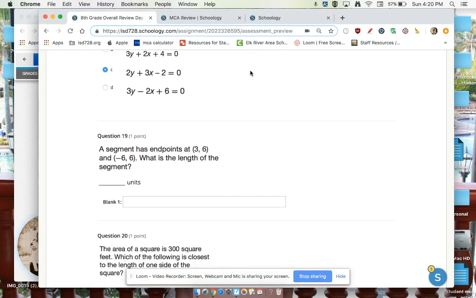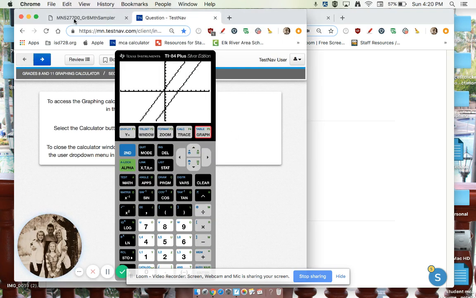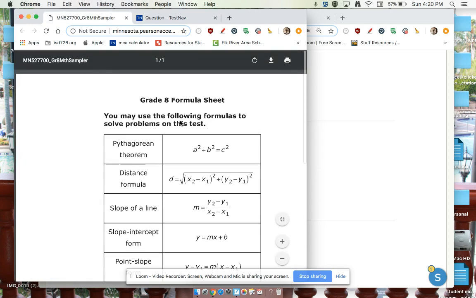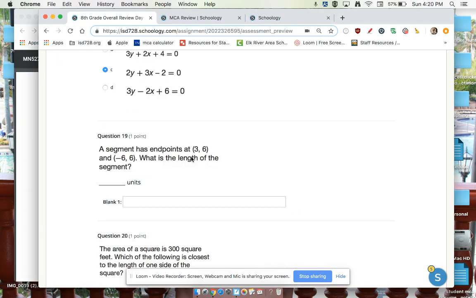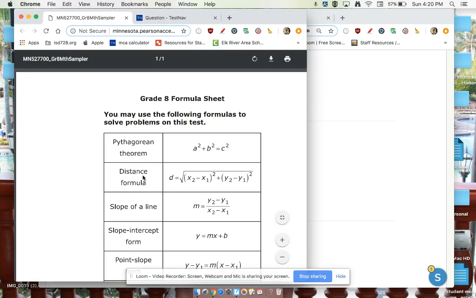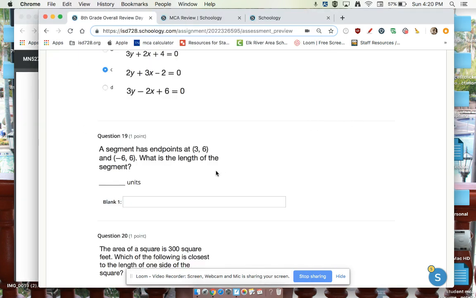Okay, number 19. A segment has endpoints (3, 6) and (-6, 6). What is the length of the segment? This one wants to know the length. If you are unsure, I know length means distance. Again, your strategy would be, is there a formula you can use? Pythagorean, no, you don't have a triangle. Distance means how far it is. So this is the distance formula.